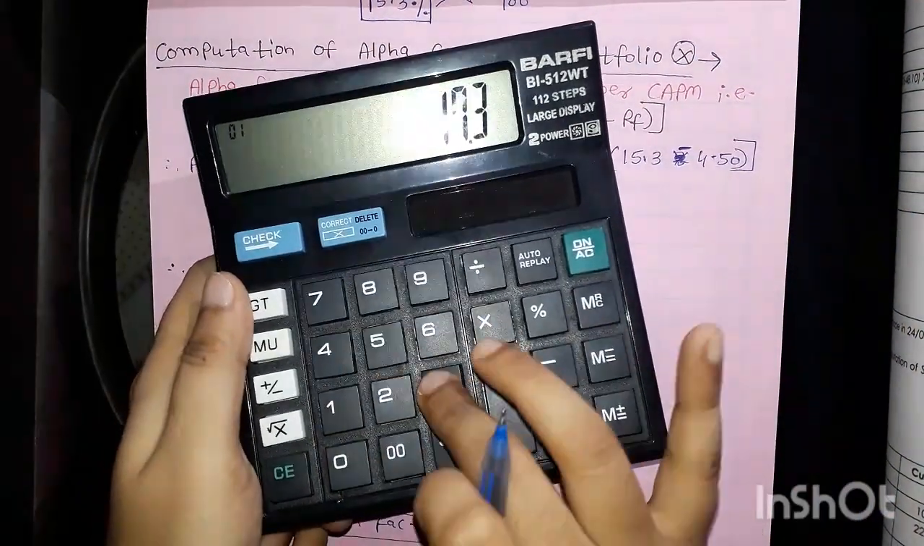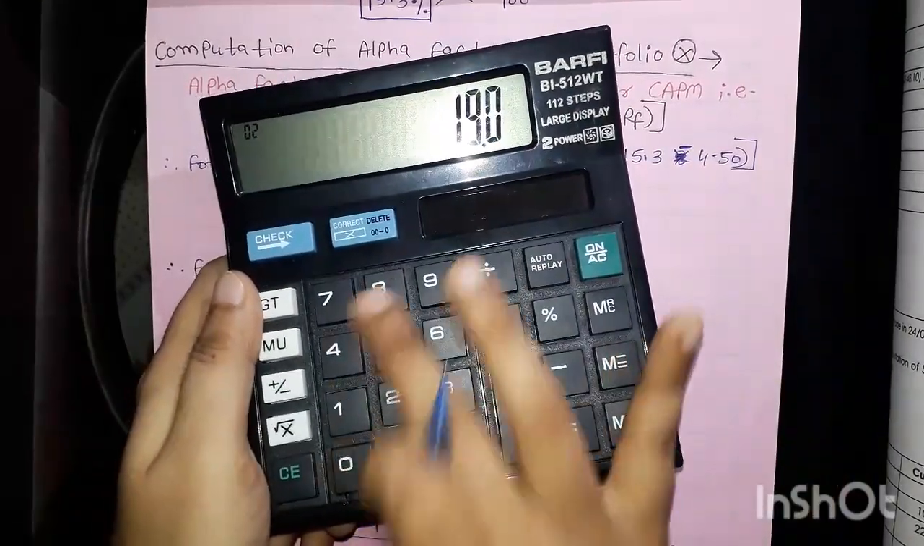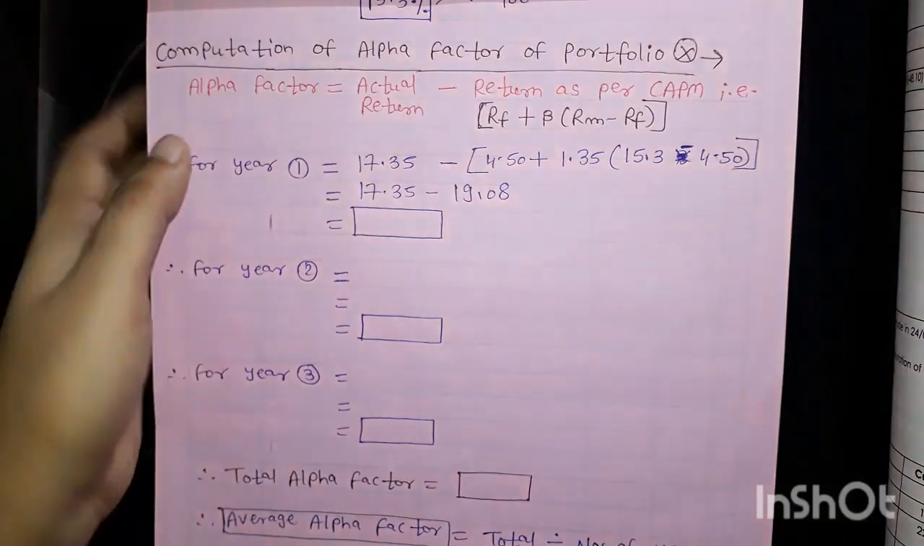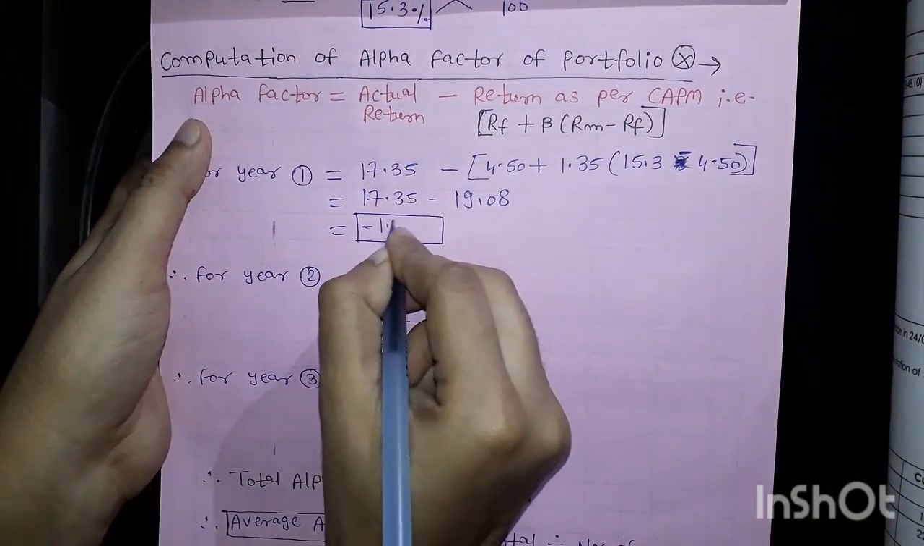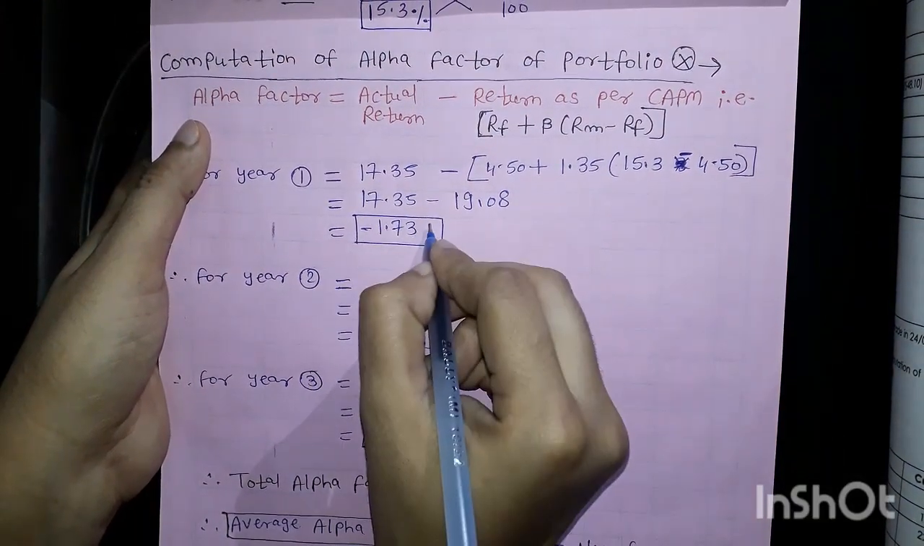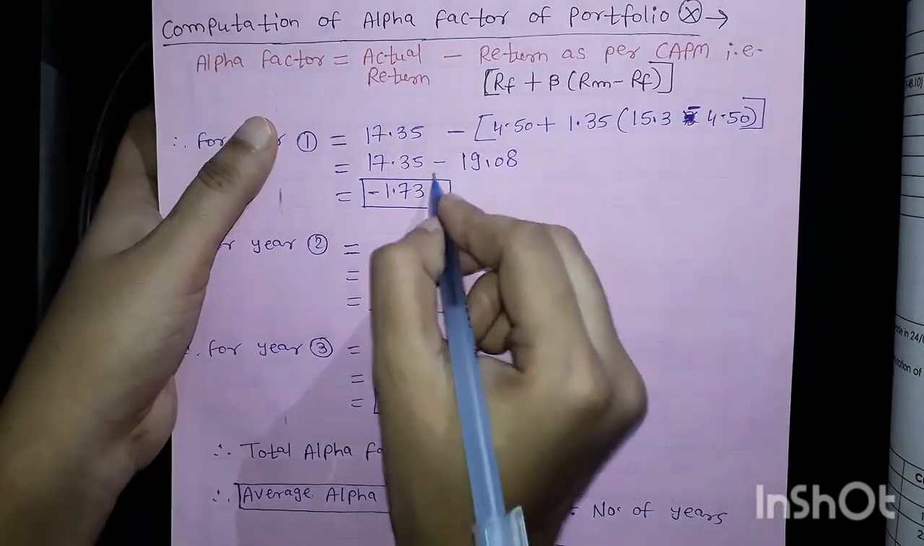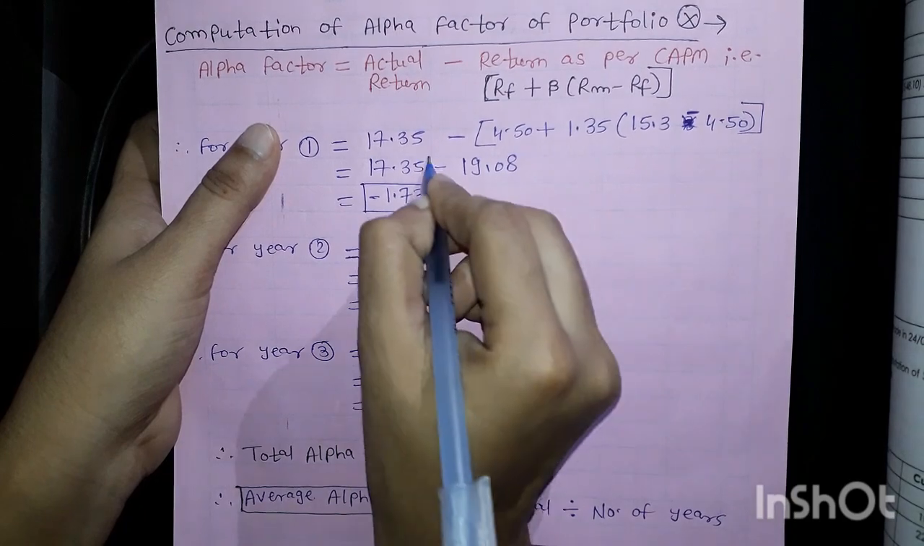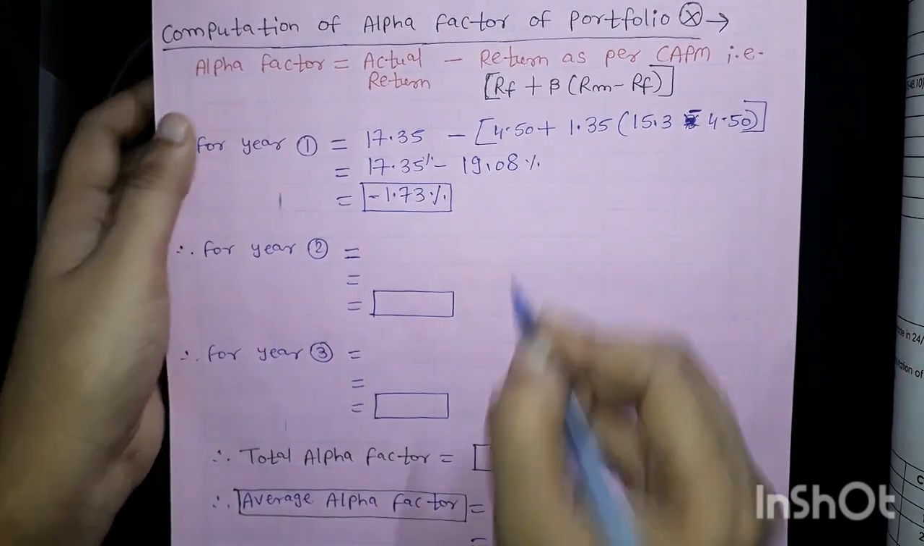So I will get the alpha factor for the first year: 17.35 minus 19.08, I got minus 1.73. After that, the answer will be in percent only, because this is also percent and this is also percent.